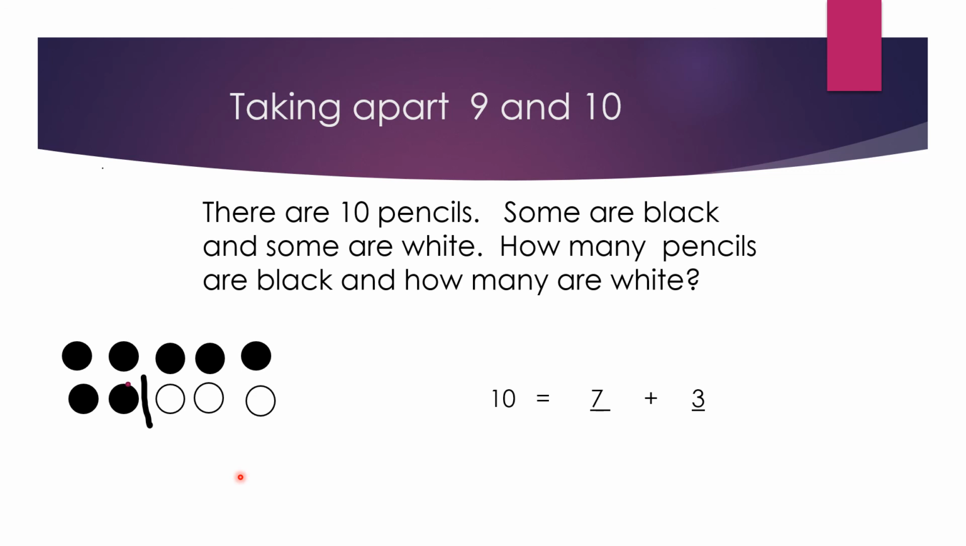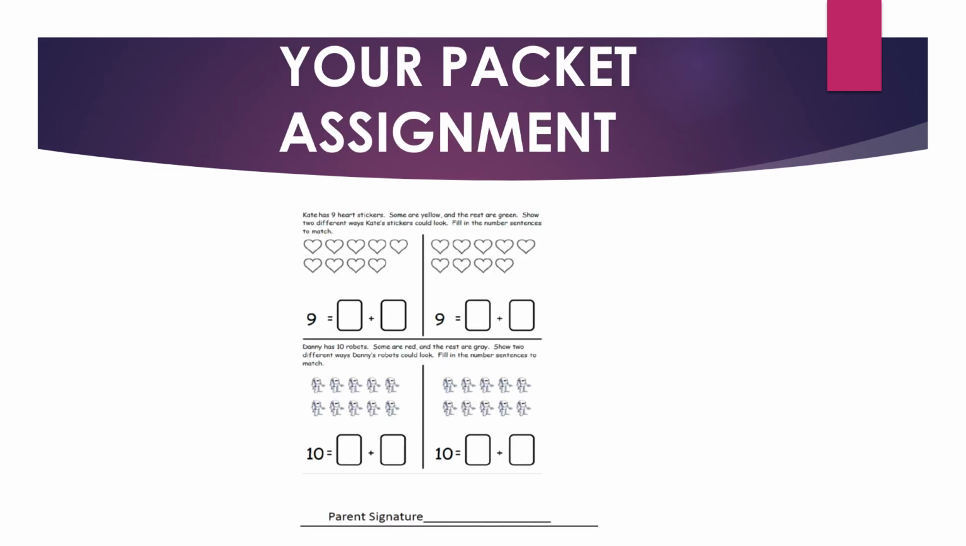Kindergarten, thumbs up if you notice 7 black dots and 3 white dots in this picture. So our equation should read 10 equals 7 plus 3. Great work, kindergarten. Let's move on and talk about what your assignment in your math packet will look like for today. During today's math assignment, kindergarten, you are going to find 2 ways to break 9 into parts and 2 ways to break 10 into parts.